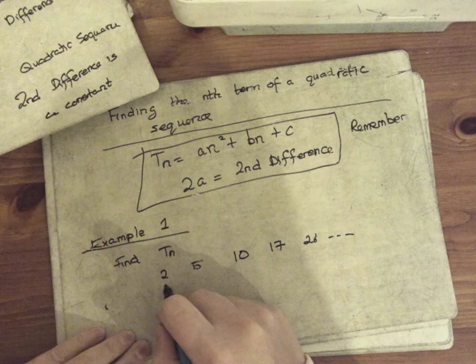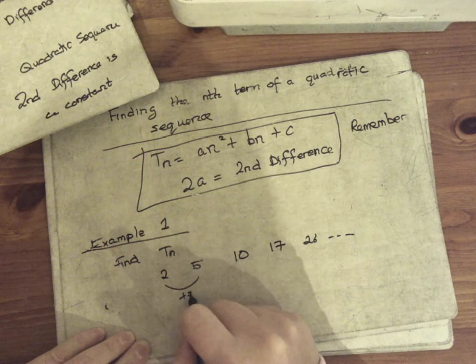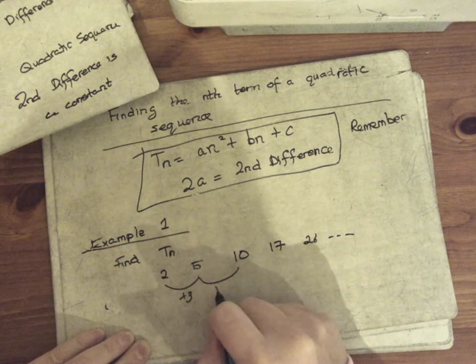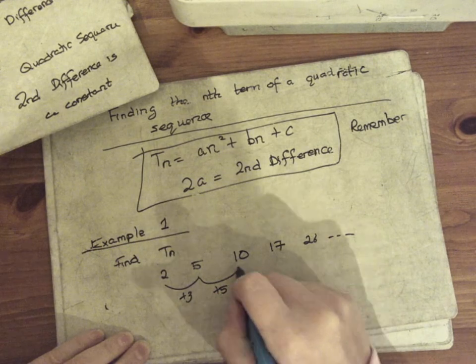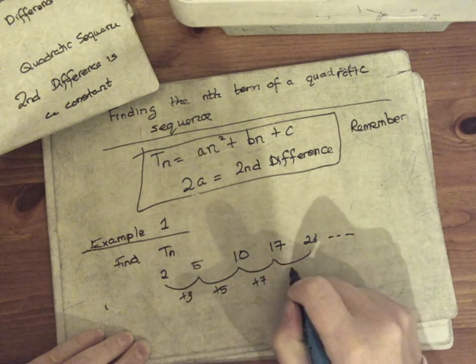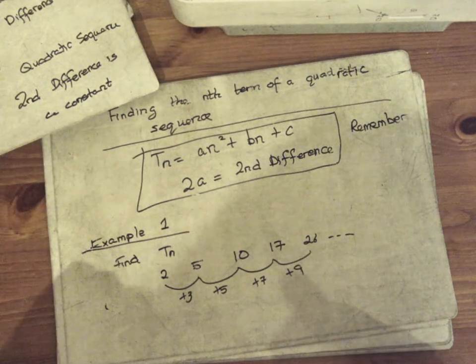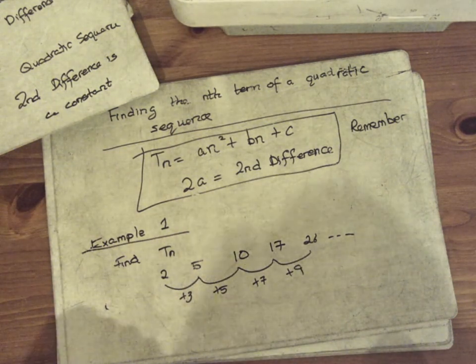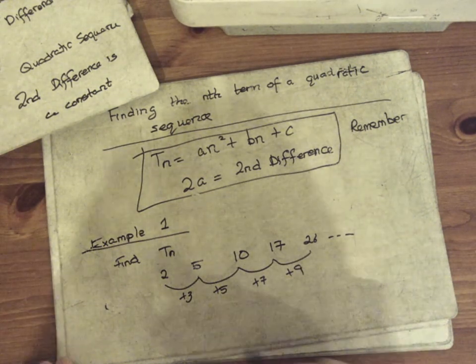But look, this is add 3. And to go from 5 to 10, I've added 5. To go from 10 to 17, I've added 7. And to go from 17 to 26, I've added 9. So it's definitely not a linear sequence, so I cannot use that formula that's in the log tables.